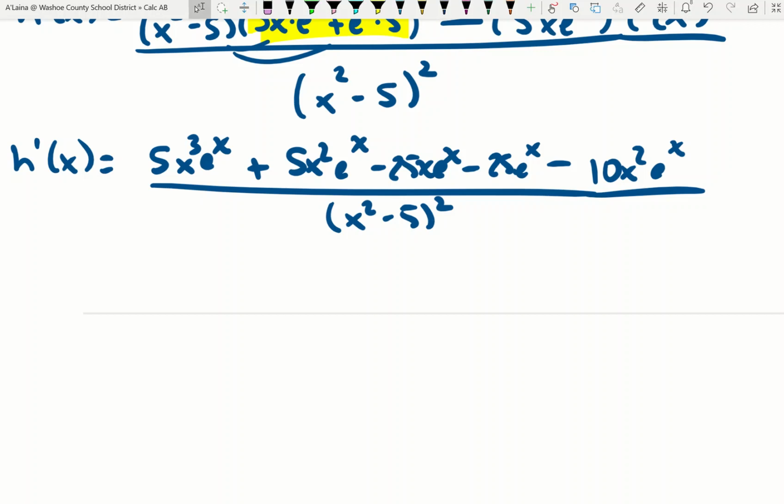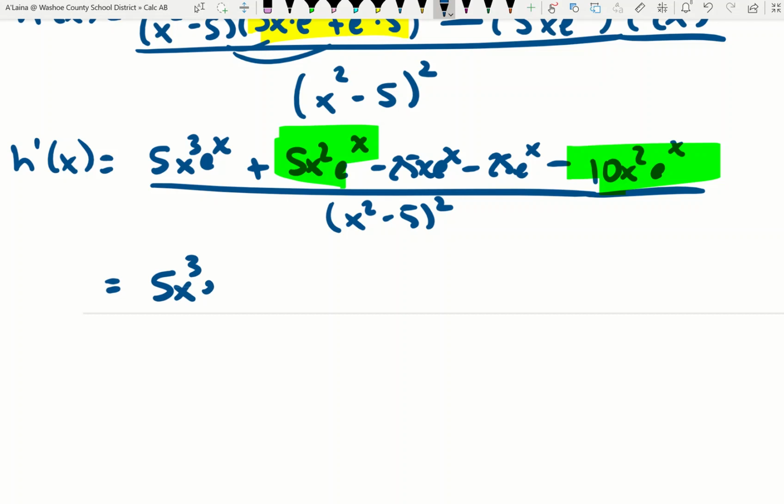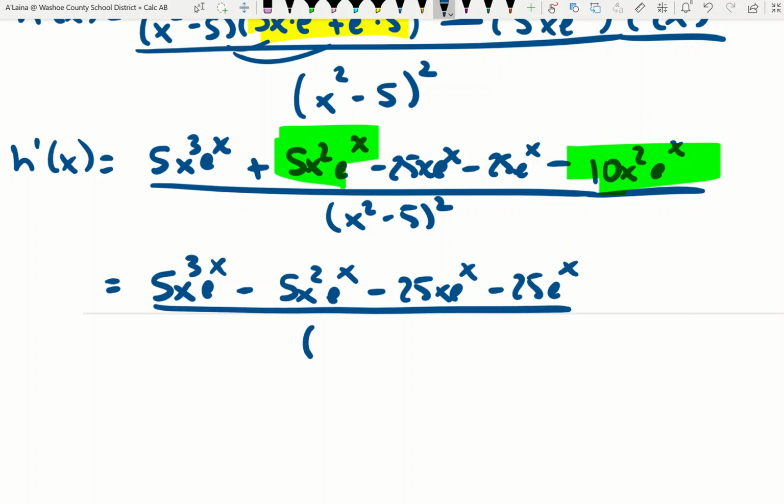Okay, checking to see if there's any like terms. There are 2 like terms here that I can combine, right here and here. So that's kind of nice. I'll go ahead and combine those. I end up with 5x to the third e to the x minus 5x squared e to the x minus 25x e to the x and minus 25 e to the x all over x squared minus 5 quantity squared.